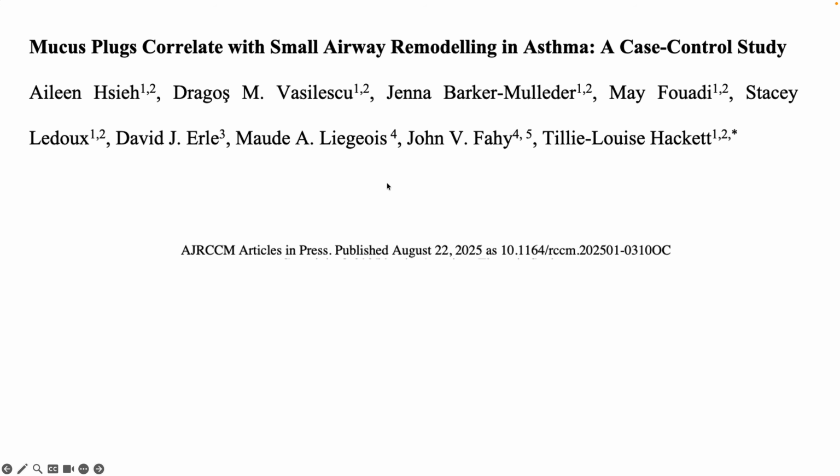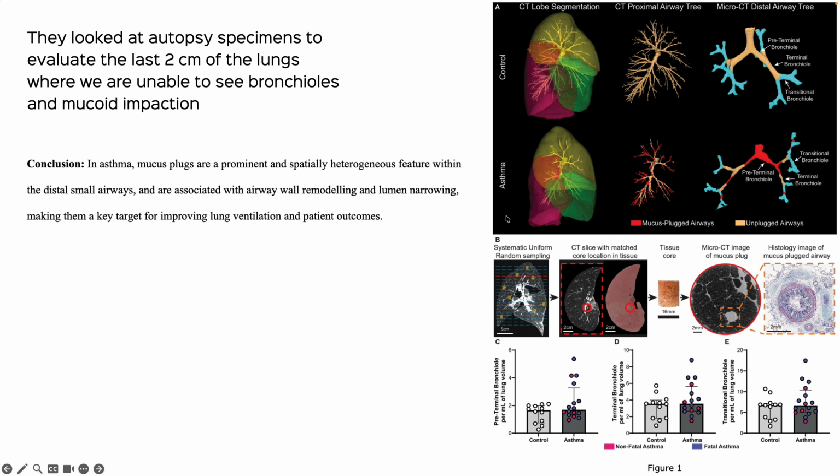Now all this came about because this morning I came across an article which I was reading: mucus plugs correlate with small airway remodeling. When I downloaded it, I wasn't aware that this was based on autopsy specimens to evaluate the last 2 centimeters of the lungs, where we are unable to see bronchioles in routine practice. They did a whole bunch of things, including micro CT. Elegant study. If you sometimes just want to read brilliant, beautifully done studies, this is one of them.